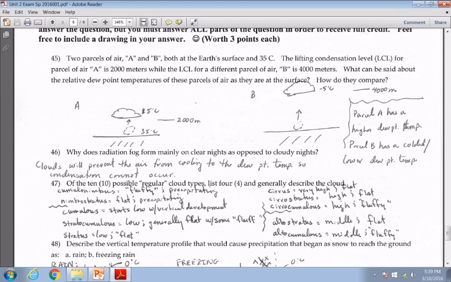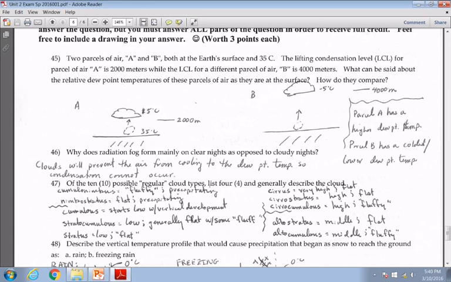Question 46, why do we get radiation fog more likely on clear nights as opposed to cloudy nights? A lot of you got this one right. It's because the clouds trap heat, and you need the heat to go away in order to get this sort of fog. 47, I went ahead and listed the 10 different cloud types, and so for 3 points you had to give me 4 clouds and a general description of the cloud.